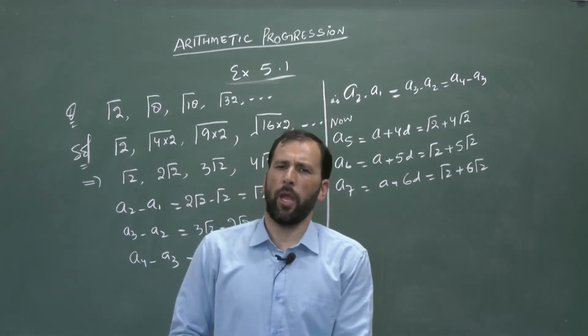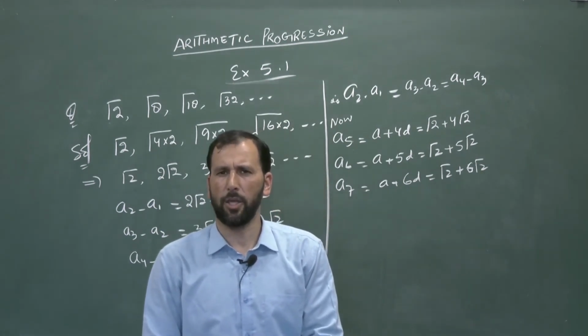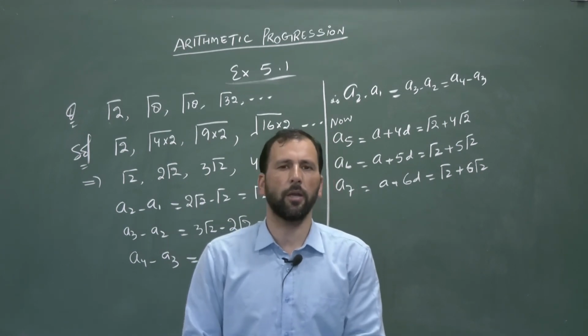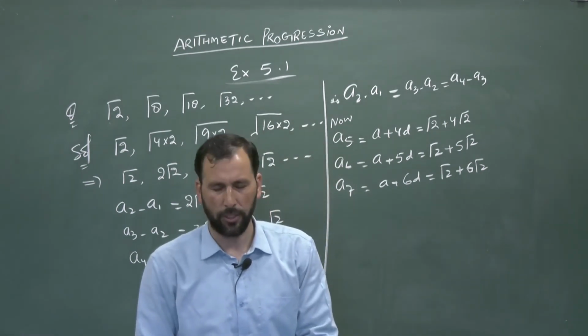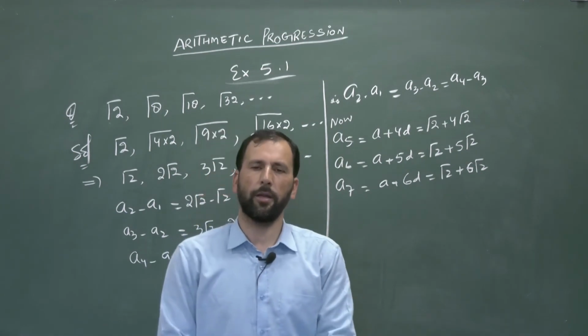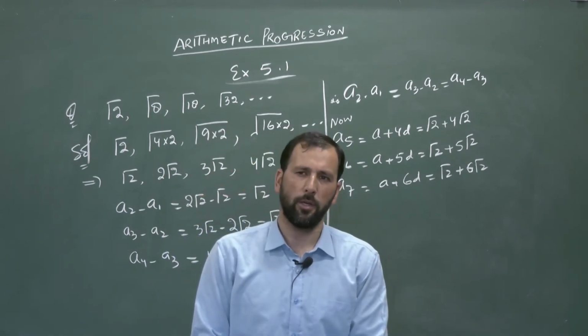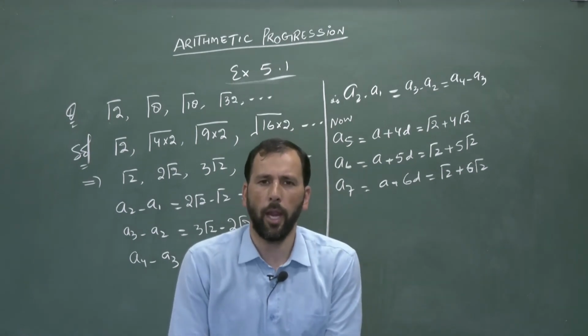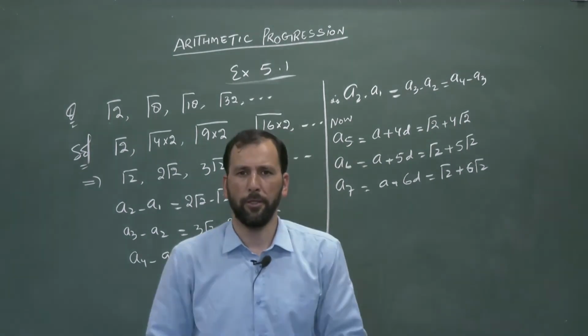Now we have another exercise, exercise number 5.2, which is based on the general term of an arithmetic progression. We know that the general term of an arithmetic progression is denoted by an, and an is equal to a plus n minus 1 into d.